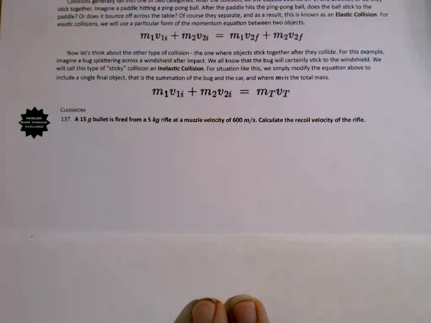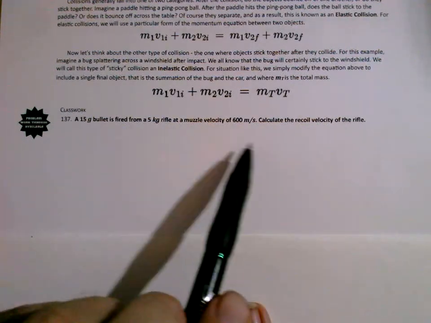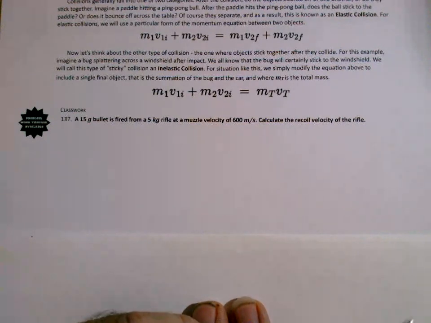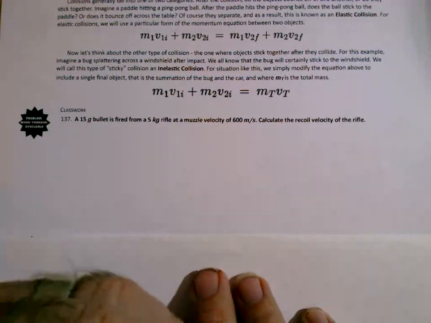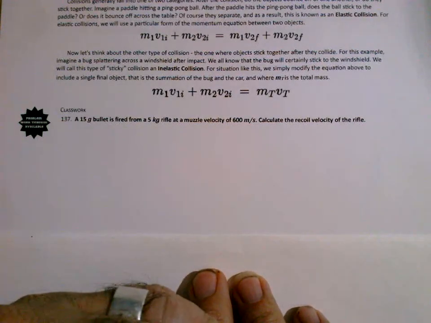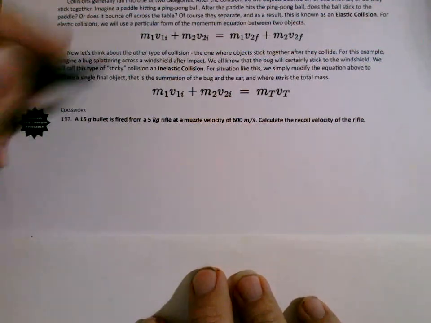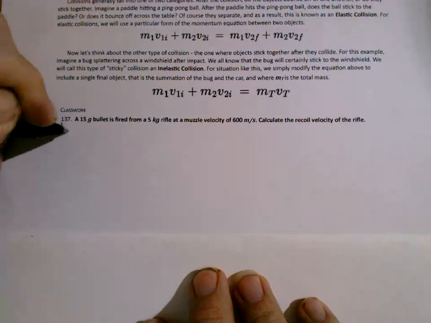A 15-gram bullet is fired from a 5-kilogram rifle at a muzzle velocity of 600 meters per second. Calculate the recoil velocity of the rifle. Now, in that problem, there is nothing that says that the bullet and the rifle stick together after the collision. So what if we apply common logic? We know that bullets are fired out of guns. They don't stick to the gun. So we can assume this is going to be an elastic collision.